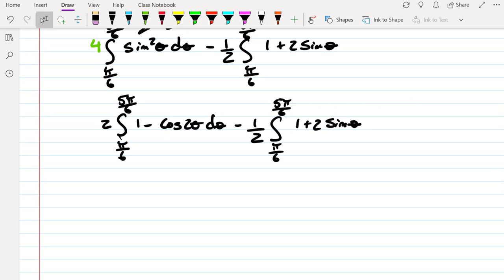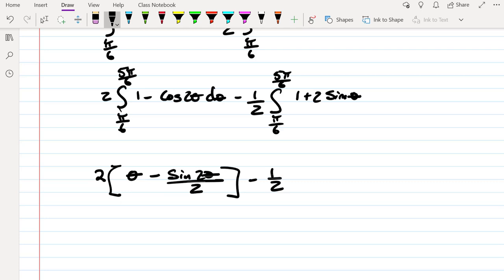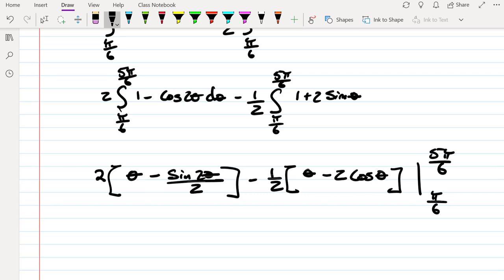So now we can do each of these antiderivatives. So we have 2 times the antiderivative of 1 is theta. The antiderivative of cosine 2 theta is negative sine 2 theta over 2. And then minus 1/2, the antiderivative of 1 is going to be theta once again. And then the antiderivative of sine is going to be negative 2 times the cosine of theta. And then we're going to evaluate this from pi over 6 to 5 pi over 6.